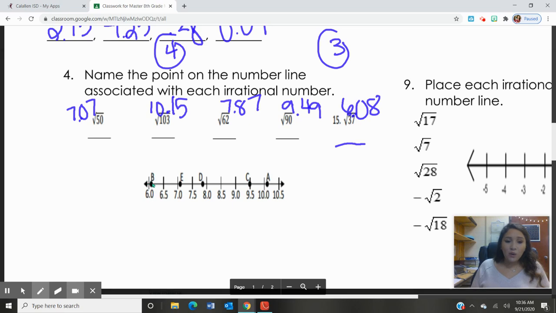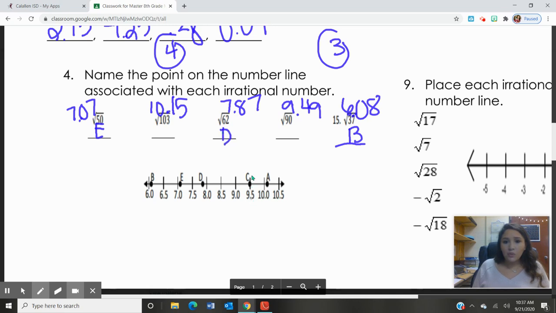So B is around 6, so my B is going to belong to the square root of 37. And then I have E, and that's a little bit greater than B. So it's between the square root of 50 and the square root of 62. But the square root of 50 is 7.07, so my answer is E. I have D, and this is still in the 7s, but it's a little bit closer to 8. So it's going to be the square root of 62, so that is D.